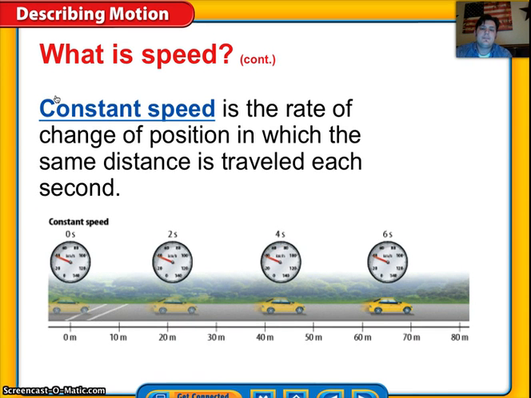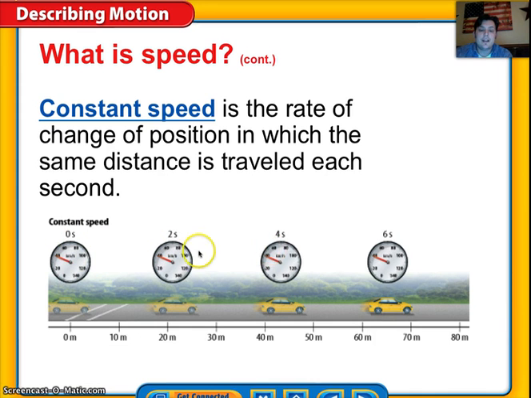Now, constant speed. Again, pause the video when you need to. Constant speed. The rate of change of position in which the same distance is traveled each second. Now, after you write this definition down, look at the picture. As you can see, the car right here is at 0 meters, it's 0 seconds. Now, between each of these stopwatches are 2 seconds.